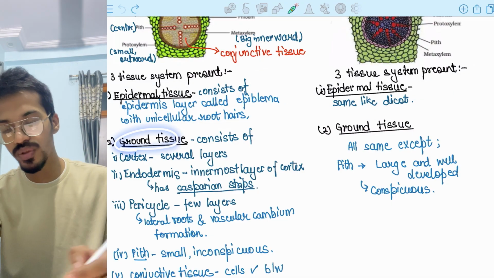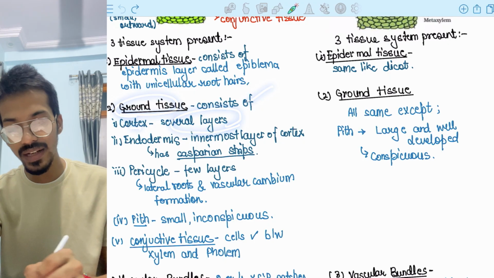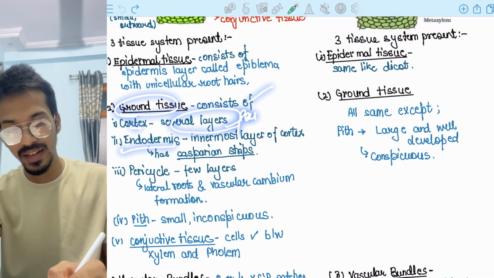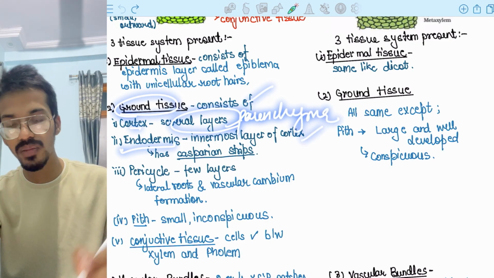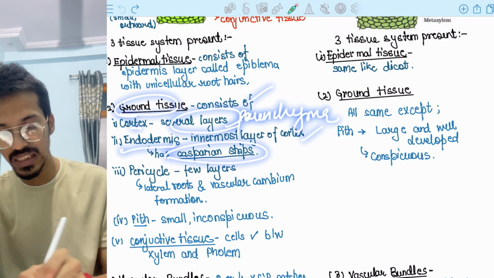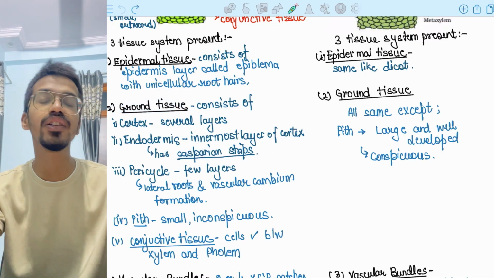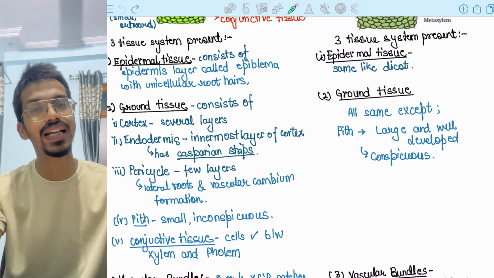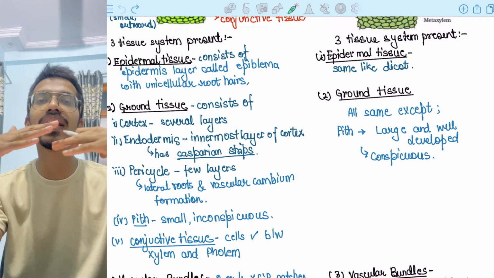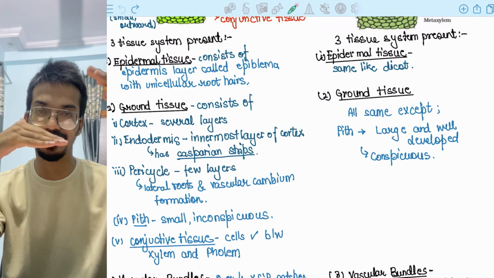Then comes the ground tissue. It consists of cortex, which is made up of several layers. Then endodermis. All this is parenchymatous, made up of parenchyma cells. Endodermis is the innermost layer of the cortex, and it has Casparian strips. Does every cell have it? No. A few cells do not have Casparian strips, but most of the cells have them. It makes the flow of water constricted.